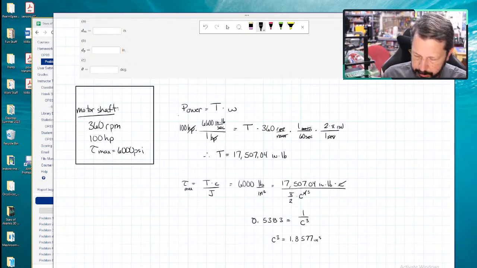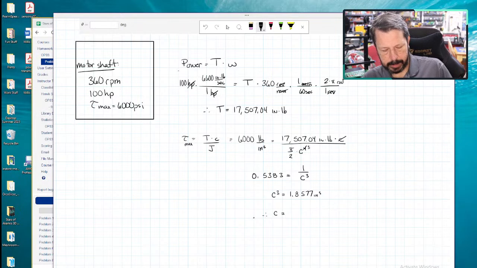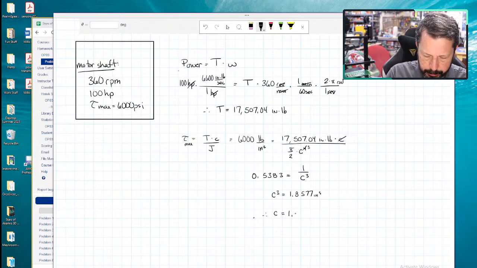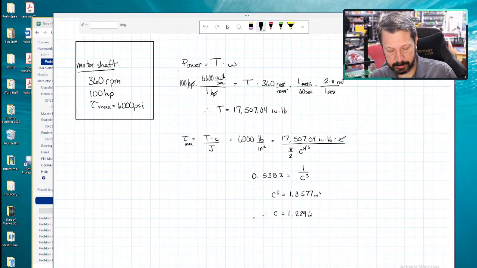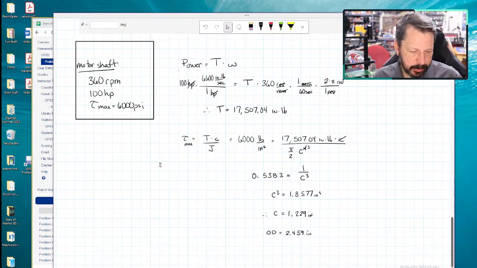inches cubed, and therefore c is equal to, let's raise that to the 1/3 power, or take the cube root of it. I get, that's a really large number, 1.229, and that's inches. And remember, that is the radius, and they want the diameter. So let's see, 2.459 inch diameter. Does that make sense? We're doing 100 horsepower at 360 RPM. We're limited to a really kind of low shear stress, so maybe that's reasonable.